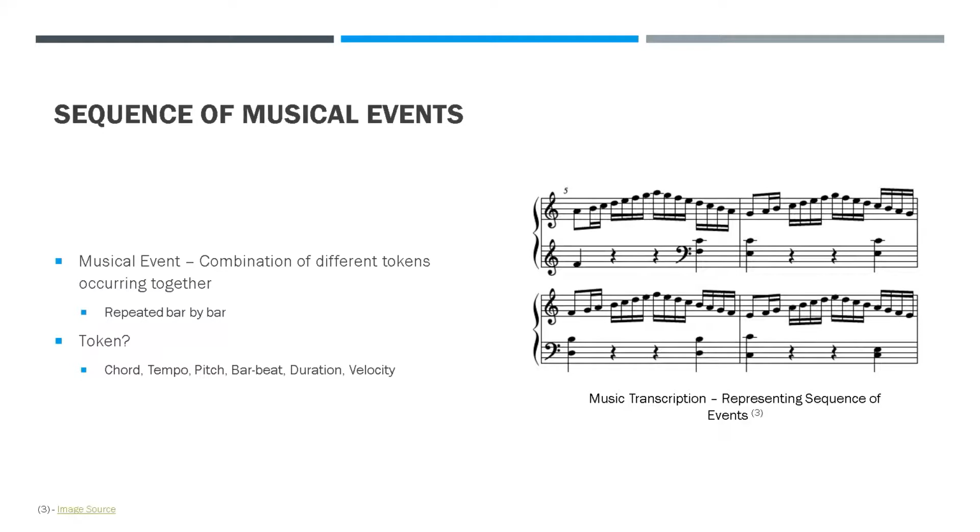Now we will talk about treating music as musical events. We want to predict a sequence of these events to represent music. And these musical events can be a combination of different tokens occurring together. So what are these tokens? These tokens can represent different musical attributes like chord, tempo, and pitch.